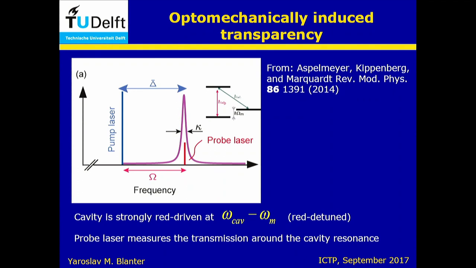Right, so the experiment is, well, we have a cavity resonance, so this shows basically the line width of the cavity as a function of frequency. Now we have a drive, and we drive it at the red sideband, so at the frequency which is cavity minus mechanical. And we can strongly drive it. And we also have a probe laser which measures the transmission close to the cavity resonance. So we drive it with one laser here, and we probe the transmission here.